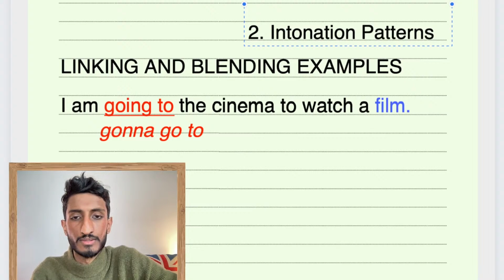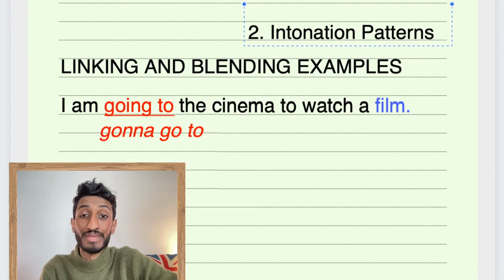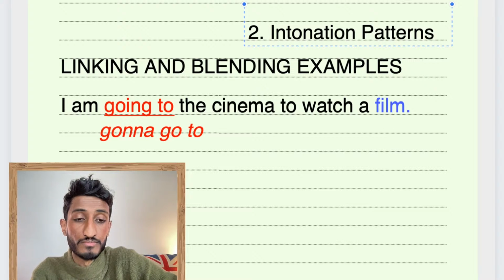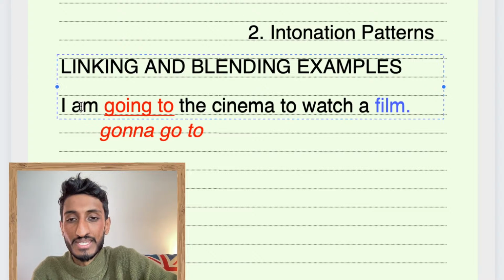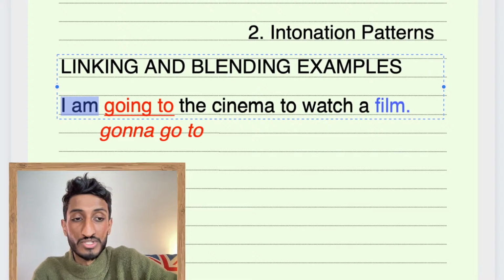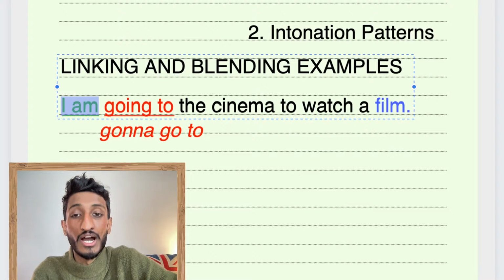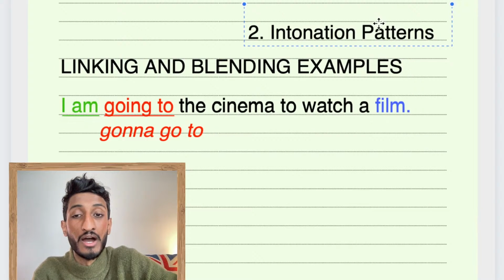Okay, so you can always change going to to gonna go to. I'm gonna go to the cinema to watch a film. Now notice I also merged these two. So we never usually say I am. I am sounds a bit too forced. We don't say I am gonna go to. It actually becomes I'm.